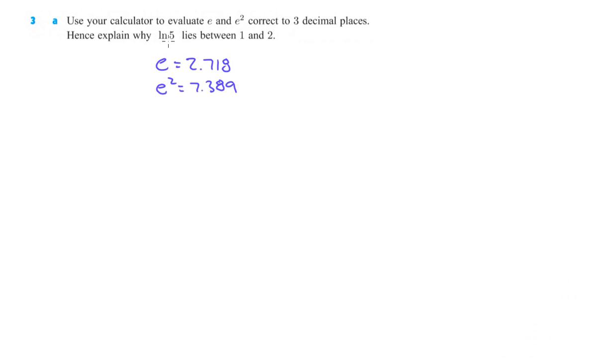Okay, and it says explain why natural log of 5 lies between 1 and 2, because that 5 fits in between 2.718 and 7.389, right? Remember, ln of 5 is the same thing as log base e of 5, so we're saying e to what power equals 5. We know e to the first is 2.718. E to the second is 7.389. So natural log of 5 has to be in between here. That's pretty straightforward, hopefully.